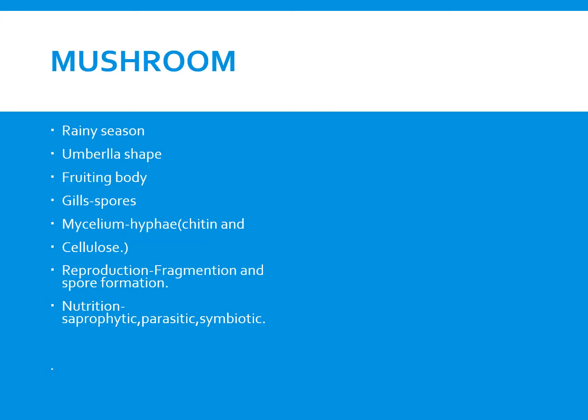Next one, mushroom. Normally it is found during the rainy season. Even after a little rain, mushrooms sprout up like anything, that is the rainy season. The fruiting body is an umbrella-shaped structure called basidiocarp, and within that it has fine lamellar structures called gills, which reproduce by spores. The plant body is called mycelium, made of hyphae, where the cell wall material is chitin and cellulose.